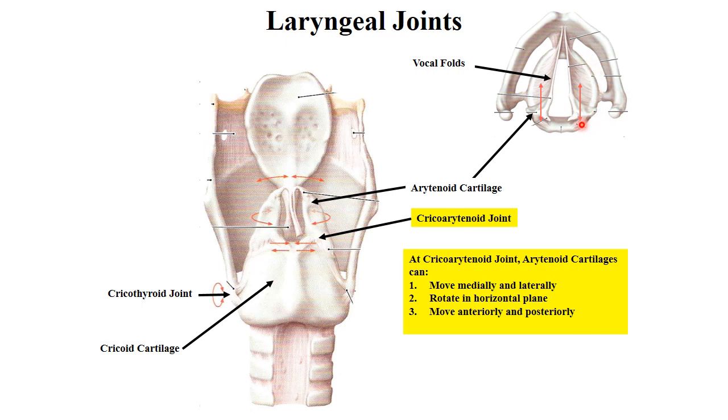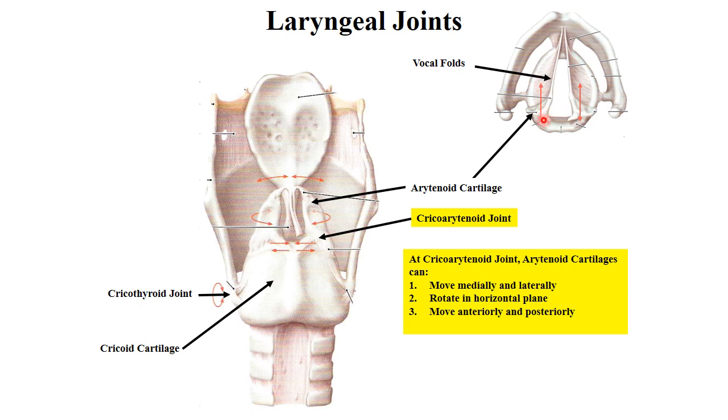This is the cricoid cartilage here, forming a complete ring, and these are the arytenoid cartilages, left and right. And there's the vocal folds right there attached to them. Well, these arytenoid cartilages can move anteriorly and move posteriorly as well. So they can move forward and backwards as well.